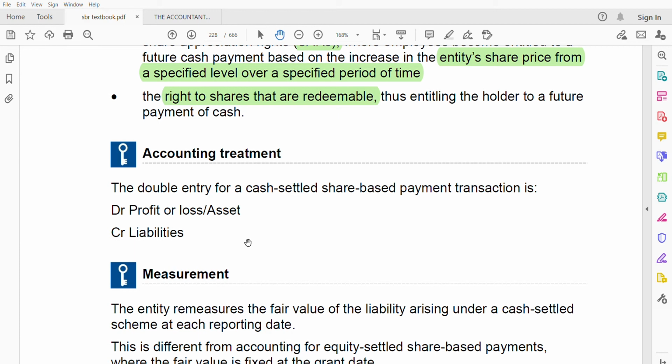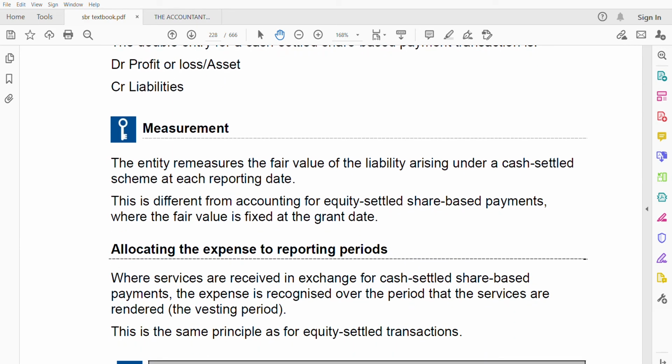Okay, this is initially. What about the measurement? You remeasure the fair value of the liability arising under cash settlement at each reporting period. Every year, the fair value of the liability will change, so you have to remeasure it at fair value. You need to remeasure if it's cash based. Did you see there's a difference from equity settled share based payment? What is it? There the fair value is fixed at the grant date. If it was share options, it was fixed at the grant date, not like the fair value of the liability.